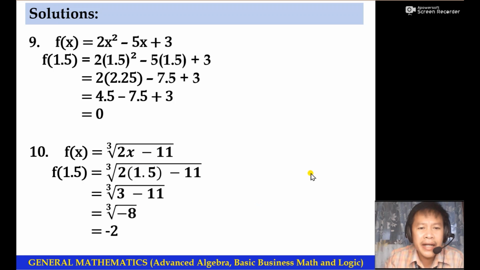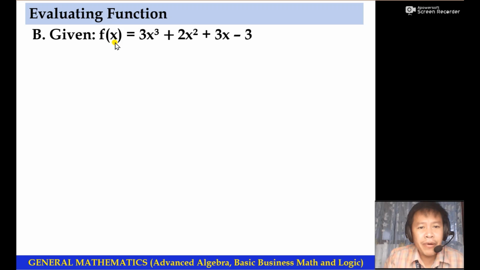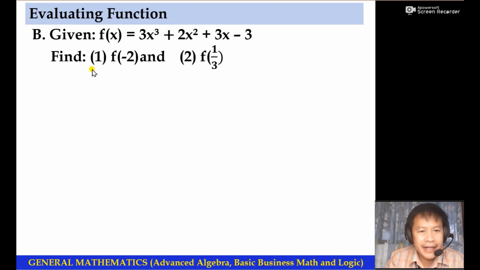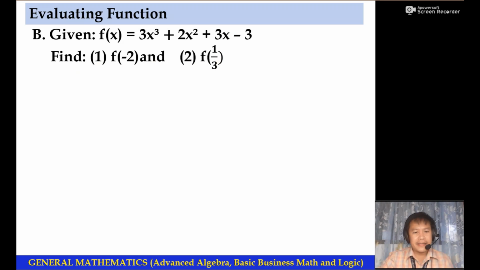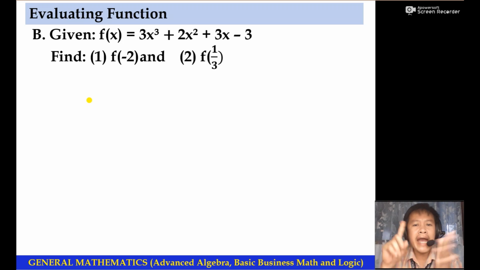We will proceed with the moderate one because all of those examples belong to the easy type. Now, given f of x is equal to 3x cubed plus 2x squared plus 3x minus 3, and this is a cubic function. Find number 1, f of negative 2, and number 2, f of 1/3. Okay, so this is moderate. Because in mathematics, we have 3 levels of difficulty. We have the easy, we have the moderate or average, and we have the difficult. And the very difficult is the problem solving.